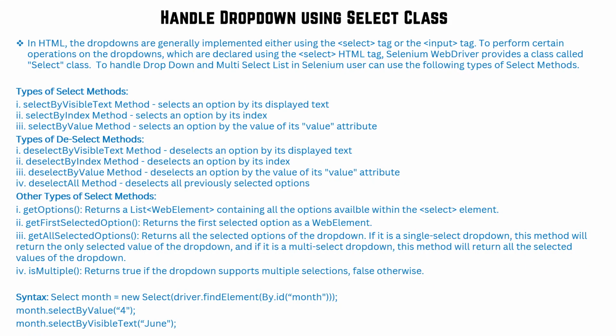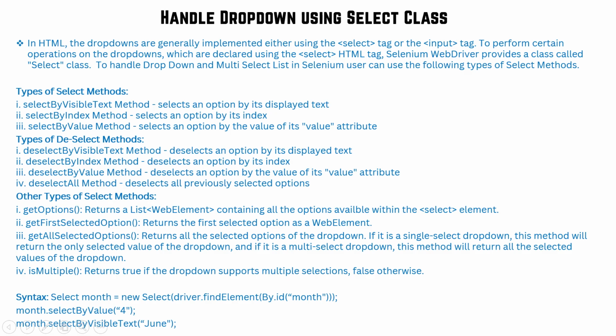Okay, so getOptions will return a list of web elements containing all the options available within the select element. getFirstSelectedOption will return the first selected option as a web element. getAllSelectedOptions will return all the selected options of the drop down. If it is a single select drop down, this method will return only the selected value, and if it is a multi select drop down, this method will return all the selected values. isMultiple will return true if the drop down supports multiple selection, false otherwise.